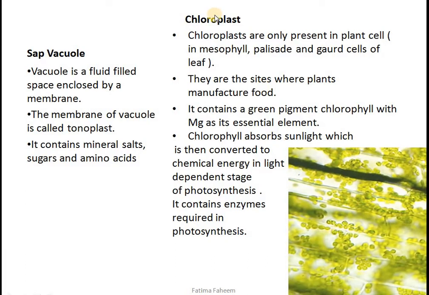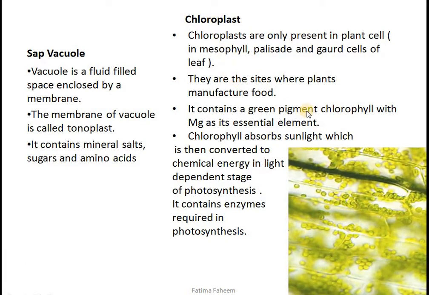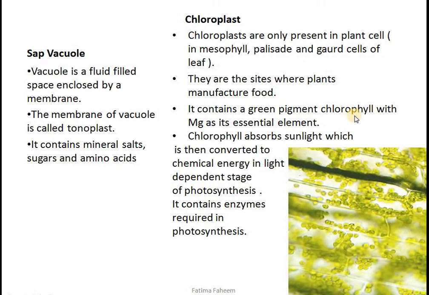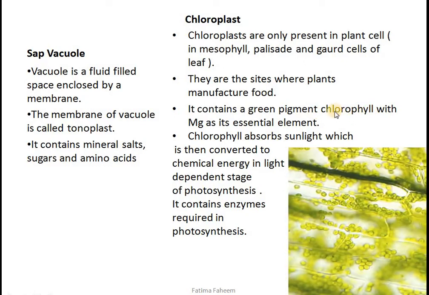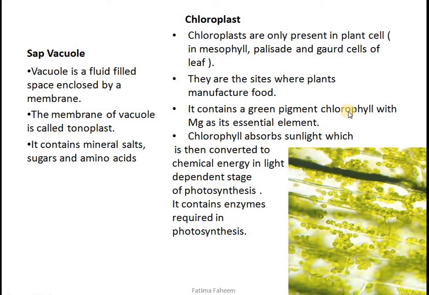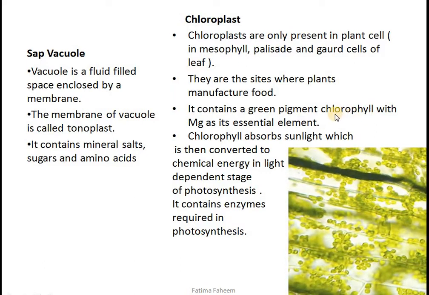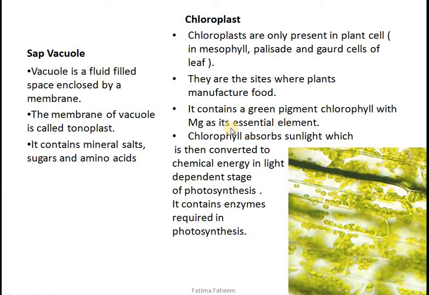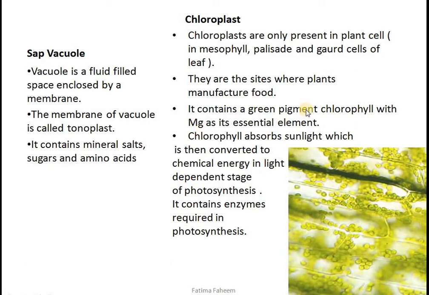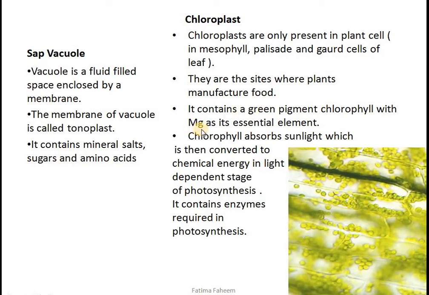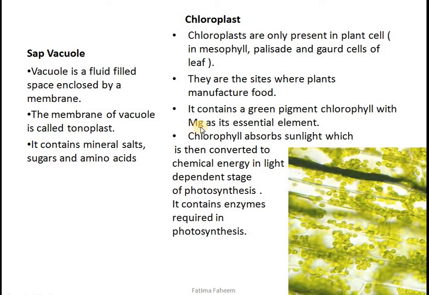You all know that chloroplasts contain a pigment called chlorophyll. It's a green pigment, and this green chlorophyll is responsible for absorbing or trapping sunlight for photosynthesis. Boys, this chlorophyll is made up of magnesium, or you can say that for the formation of chlorophyll, plants need to have magnesium, which is written as Mg here.